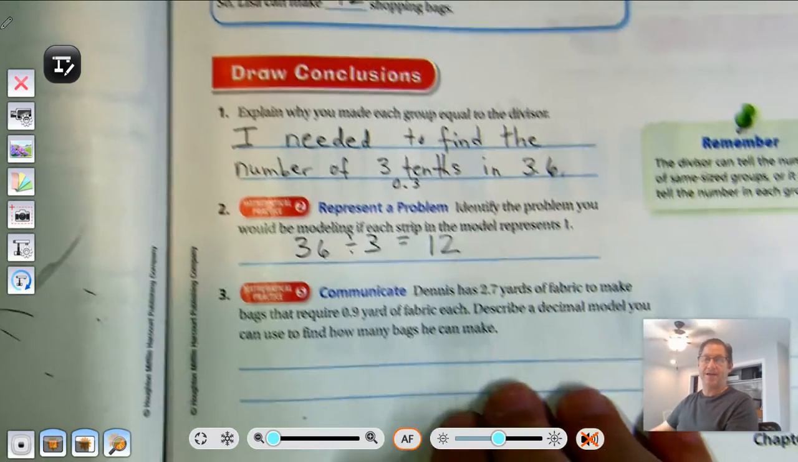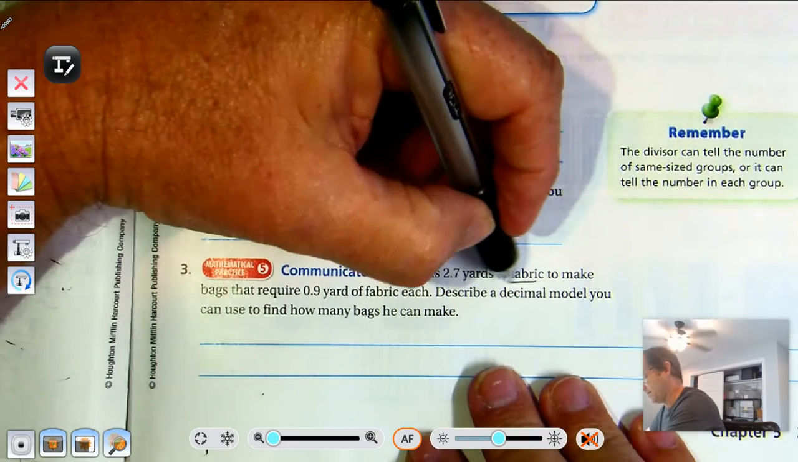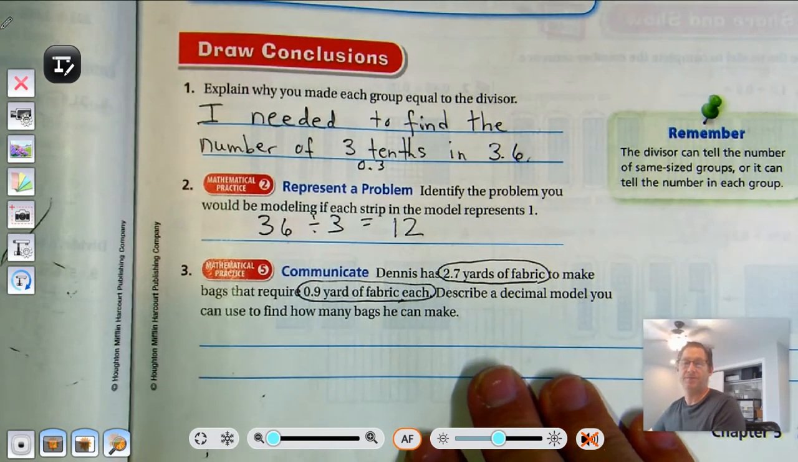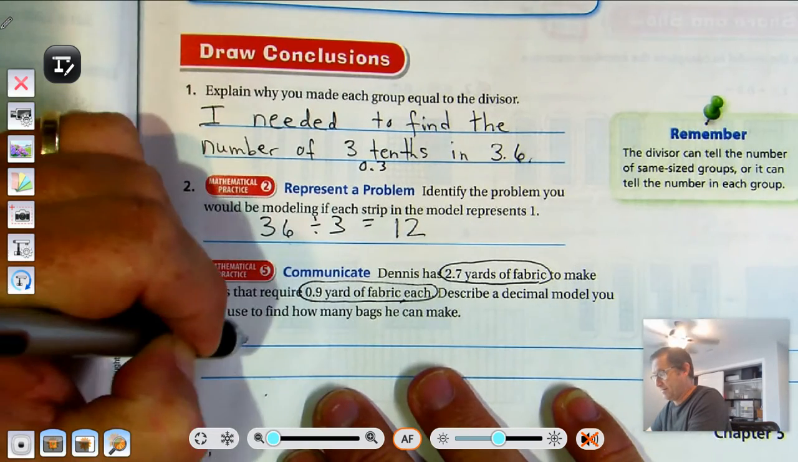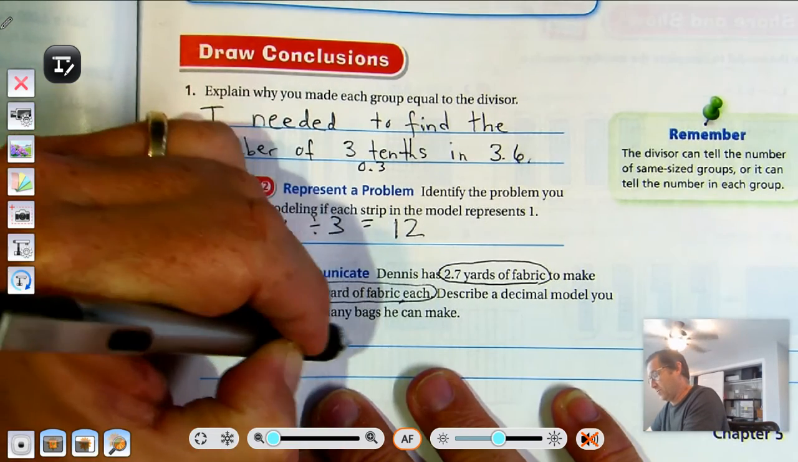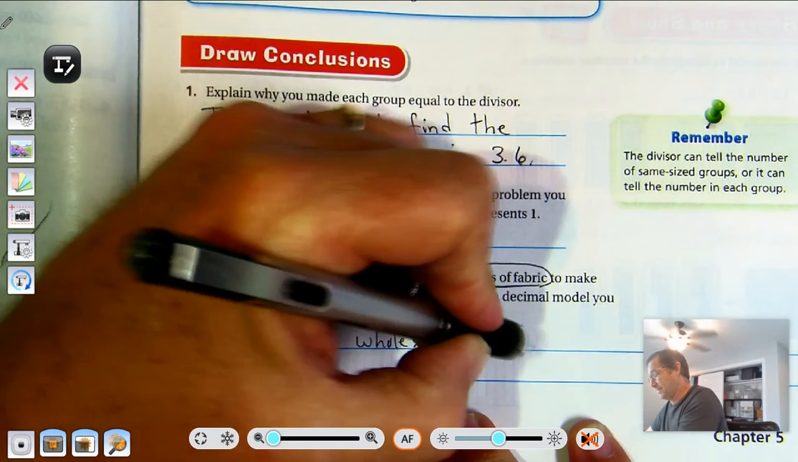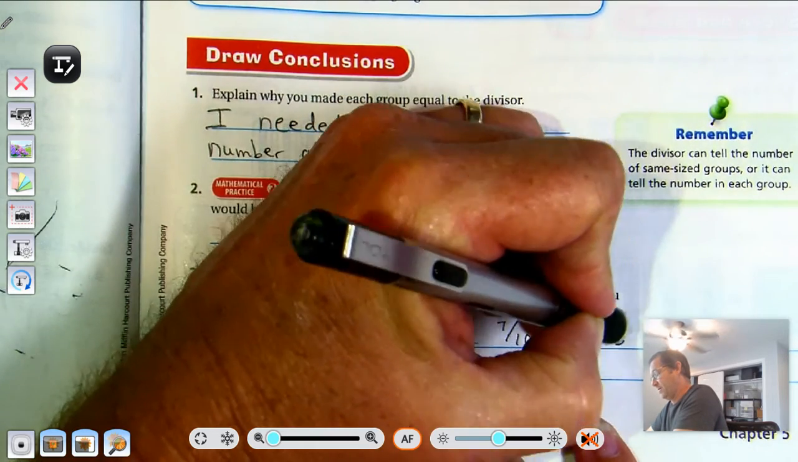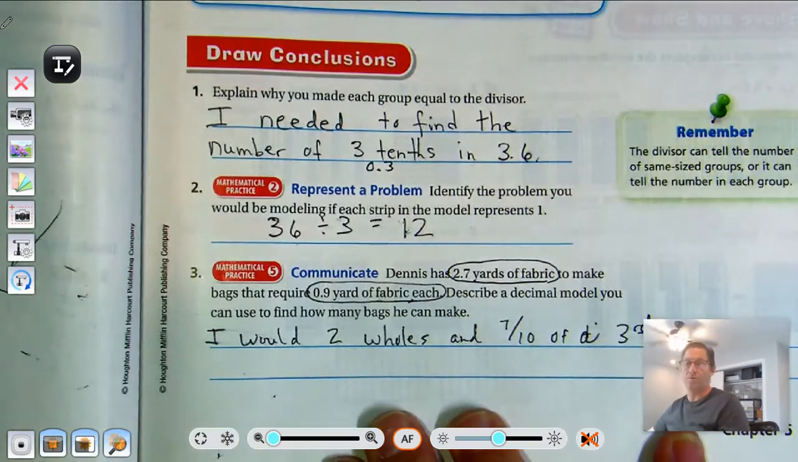So Dennis has 2 7/10 yards of fabric to make bags that require 9/10 yards of fabric each. Describe a decimal model you can use to find how many bags he can make. Okay, in this case, I would shade 2 wholes and 7/10 of a third whole.